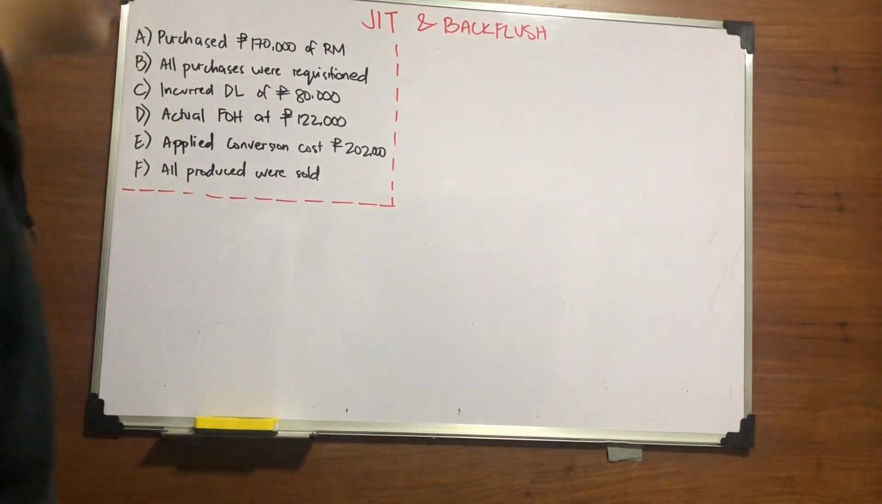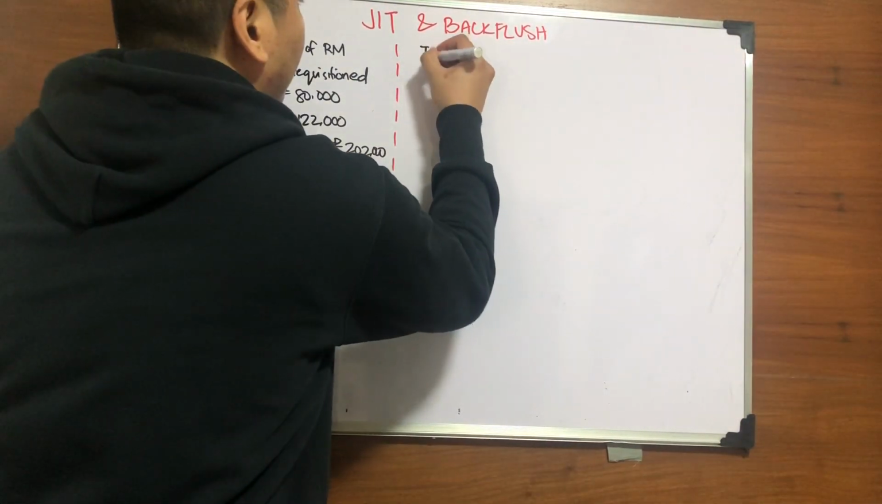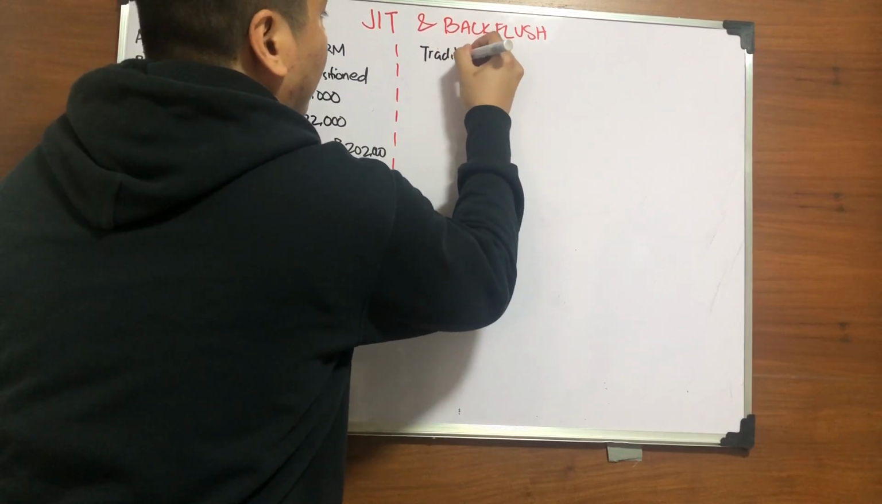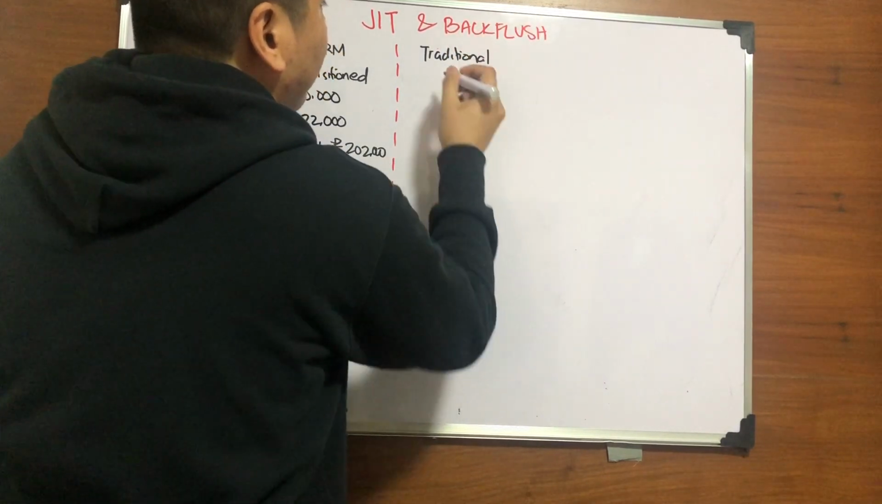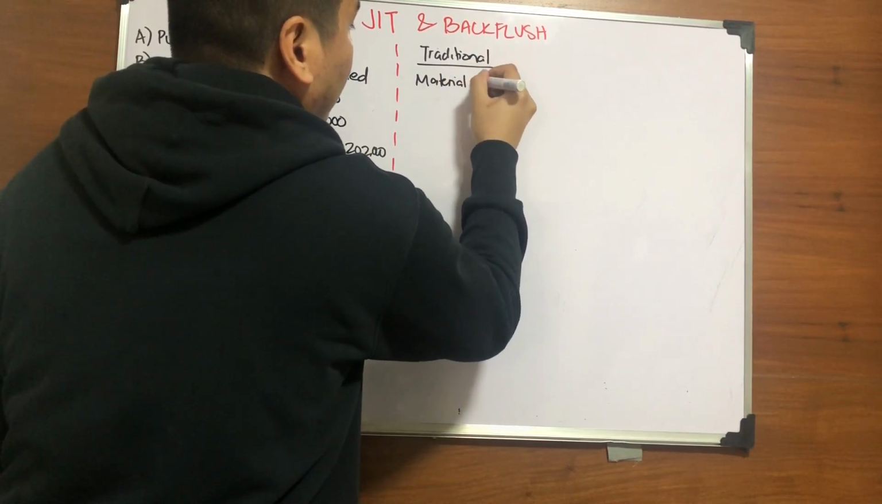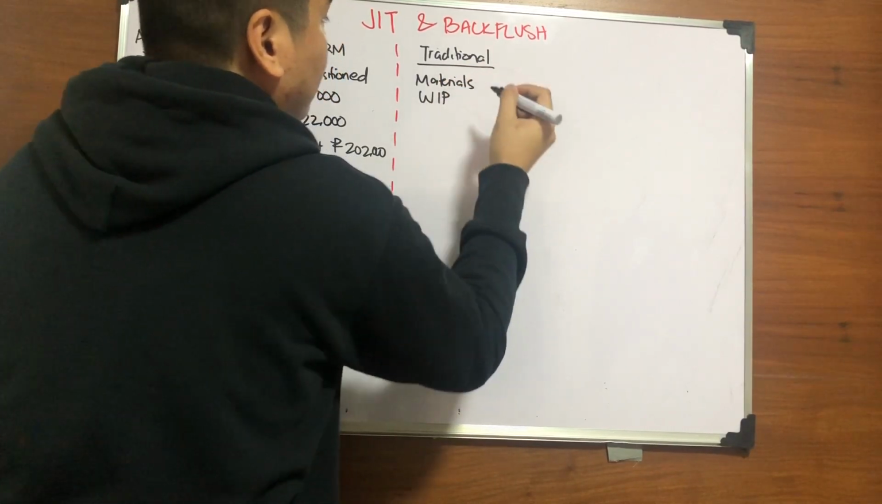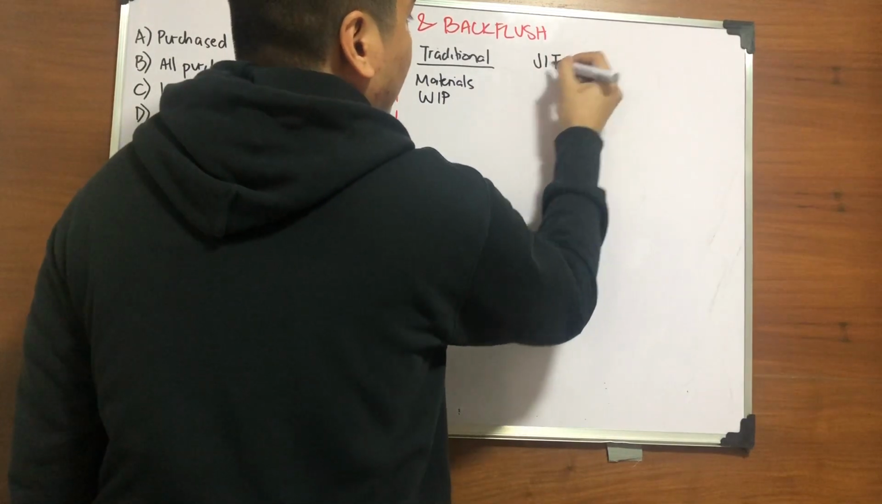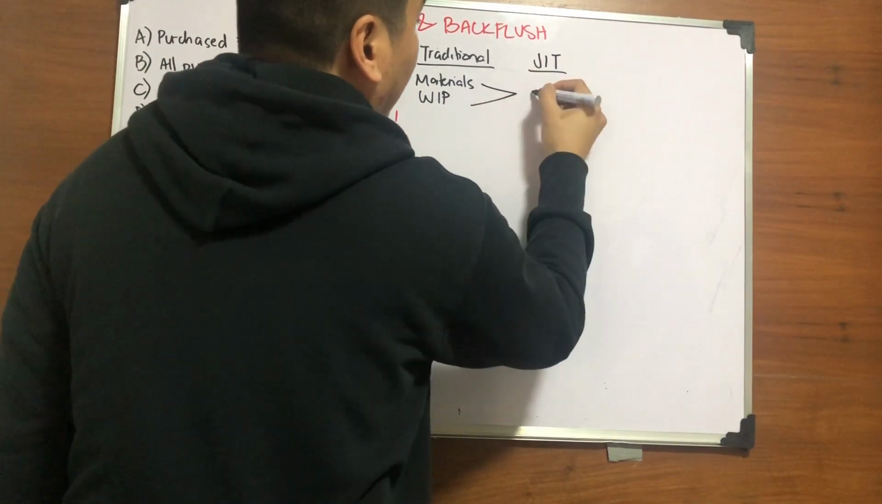Okay? So for your traditional, you have the materials account and work in process. But in JIT, you recognize these two under RIP.